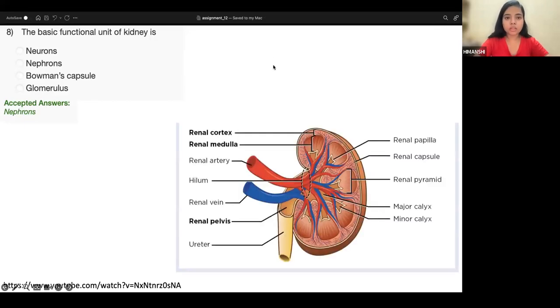If you look at the basic structure of a kidney, you can clearly see that the outermost part is called the cortex and the inner regions are called medulla, and they are associated with a renal artery which supplies the blood for the filtration purpose. Then we have hilum, the junction. Then we have vein. We have renal pelvis. We have ureter. We have a renal papilla, renal capsule, renal pyramid, major calyx, and minor calyx. And these calyxes have this functional unit, nephron.